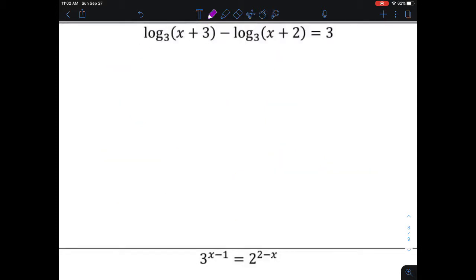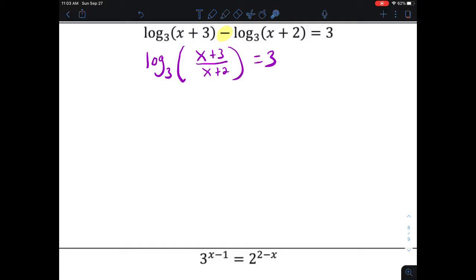All right, new problem here. So I have log base 3 of x plus 3 minus log base 3 of x plus 2 is equal to 3. In order to solve, I have 2 logs on the left. I got to condense. I am subtracting logarithms. So our properties of logs tell us that if you're subtracting 2 logs with the same base, condense it into division. So it would be log base 3 of x plus 3 over x plus 2. All that's inside of that log is equal to 3.